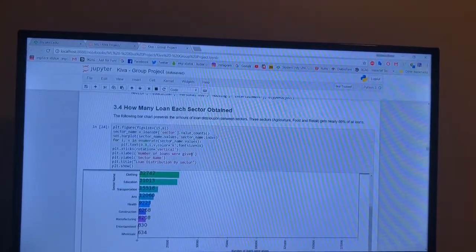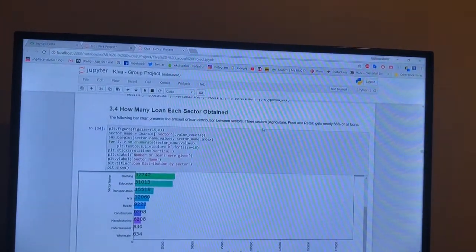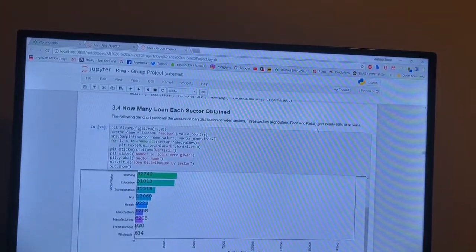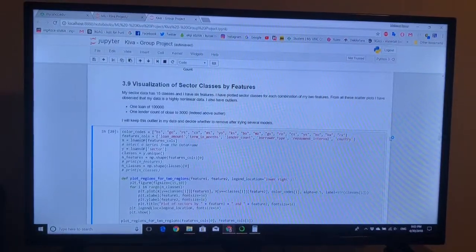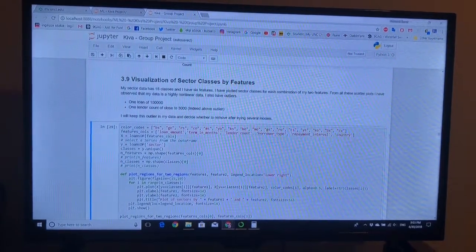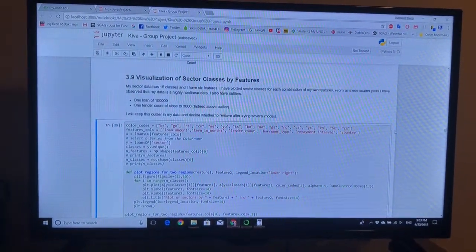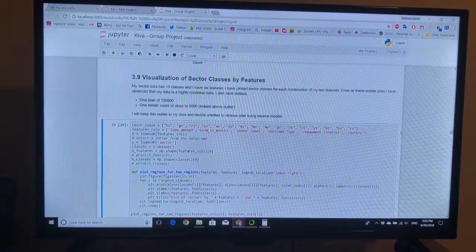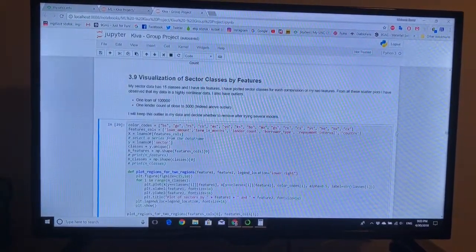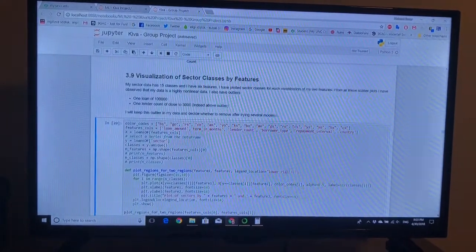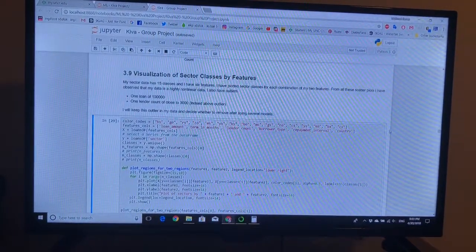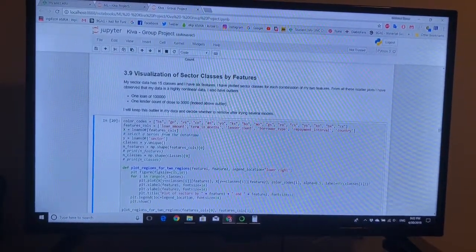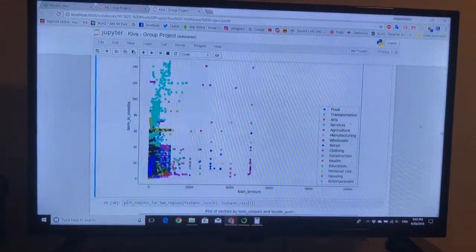When we look at the data in detail, we can see that 3 sectors, agriculture, food and retail, get nearly 66% of all loans, and 2 countries, Philippines and Kenya, are the top countries that obtained these loans. My sector data has 15 classes and I have 6 features. I have plotted sector classes for each combination of my 2 features. From all these scatter plots, I have observed that my data is highly nonlinear. I also have outliers, 1 loan of 100,000 and 1 lender count of close to 3,000. I will keep these outliers in my data and decide whether to remove them after trying several models. You can see the scatter plots here.